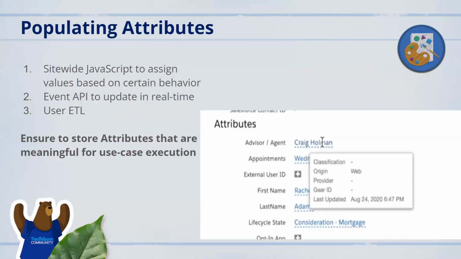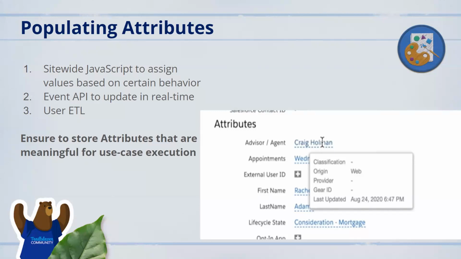In terms of populating these attributes, there's a couple ways you can do that. First, configuring that site-wide JavaScript to capture an event or an action and assign values to that attribute based on certain behaviors. You can also leverage the event API to update a certain attribute in real time. And you can also leverage the ETL system, which we've mentioned, to ingest those attributes, and you can use the user ETL data feed. I wanted to point out here, store attributes that are meaningful for your use case execution.